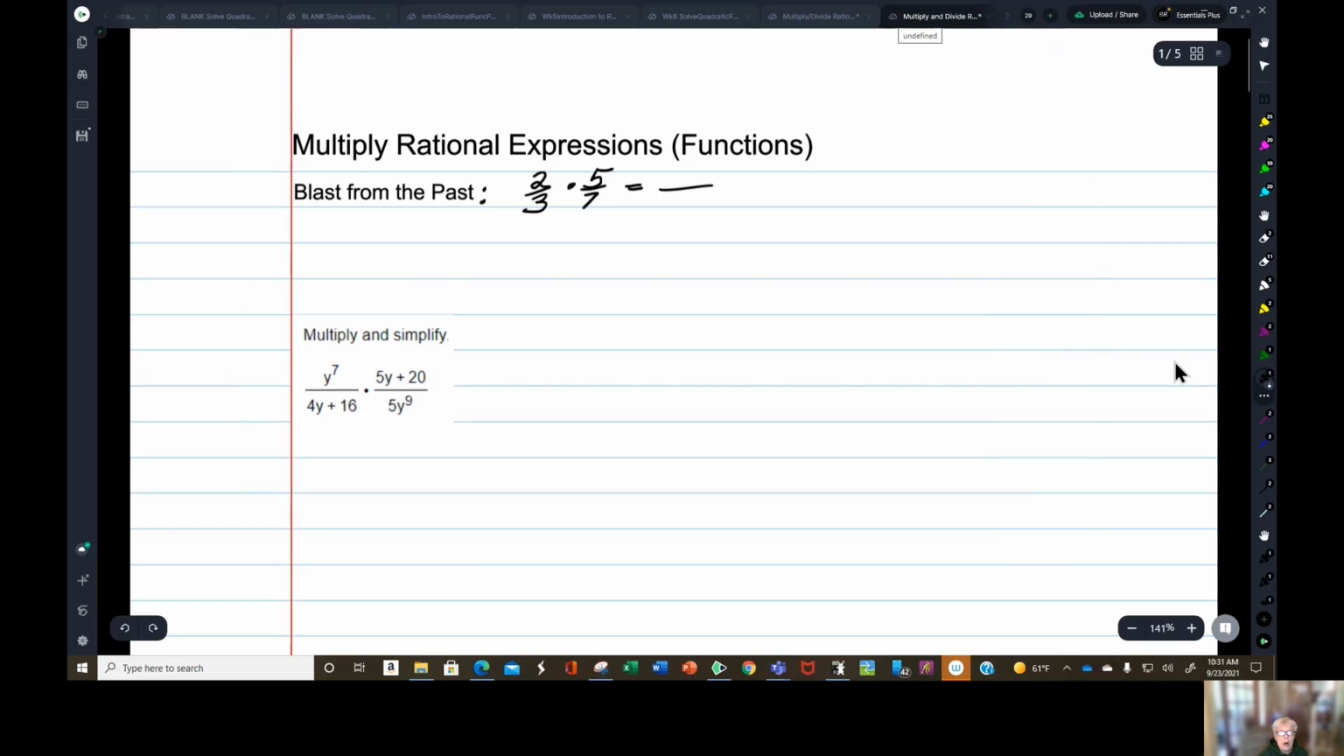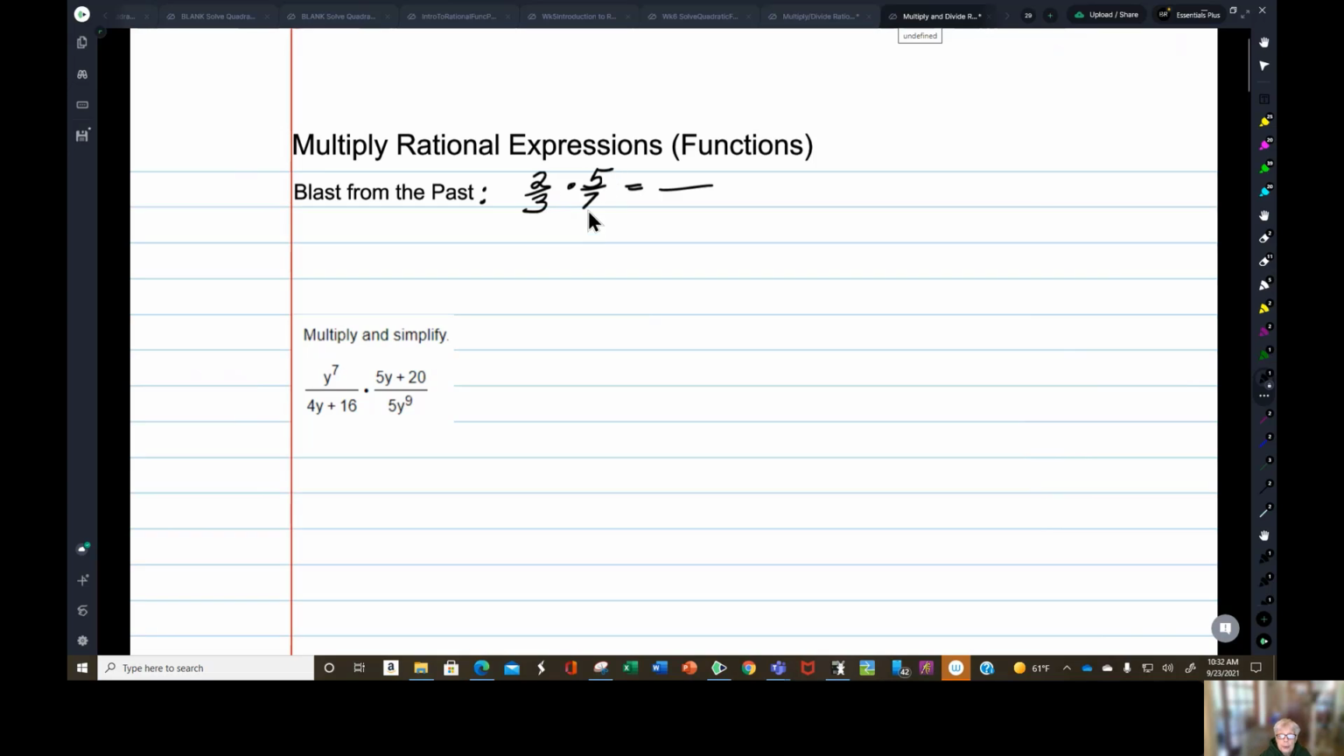We are going to start multiplying rational expressions, and then we're going to divide rational expressions. We're going to be working a lot with these algebraic fractions. But first, let's go back to elementary school.